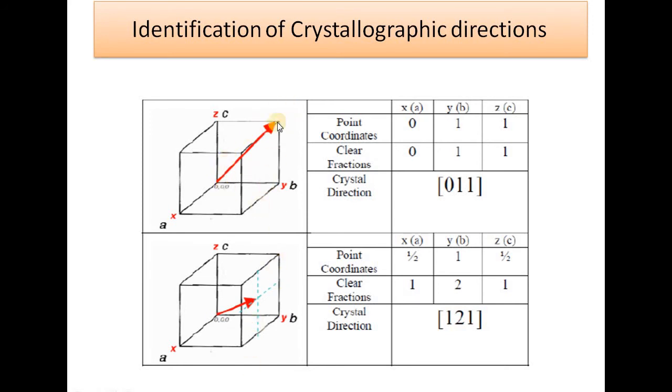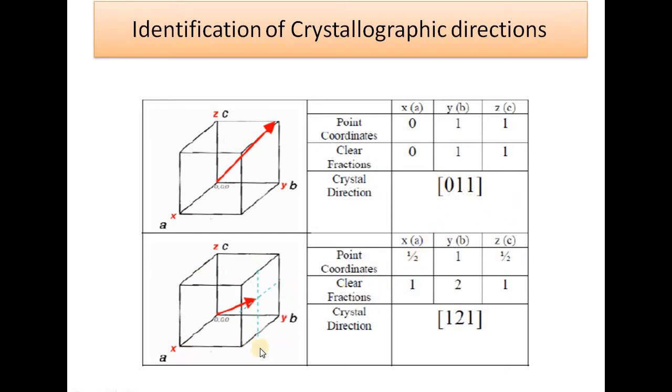The vector shown by the red line here has coordinates 0, 1, 1. So first we will clear the fraction. There is no fraction, so we can write again 0, 1, 1 here. So the crystal direction will be 0, 1, 1 enclosed in square brackets.